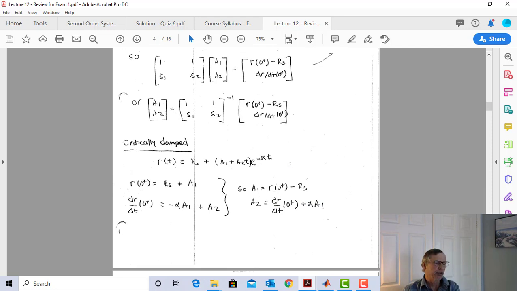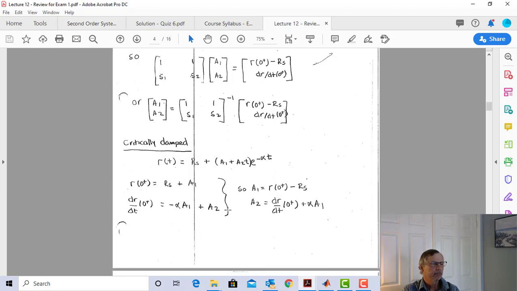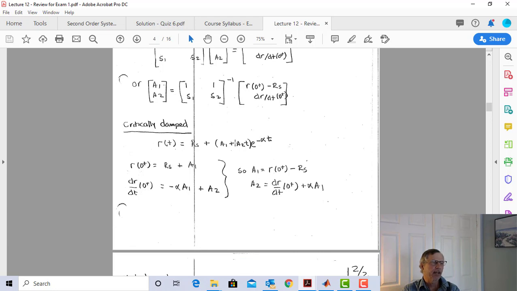Now let's look at a critically damped system. And you remember you identified your critically damped system as S1 and S2 being the same when you were going down this path, and you flagged it as critical. And so for a critically damped circuit, you are going to want to use your alpha.